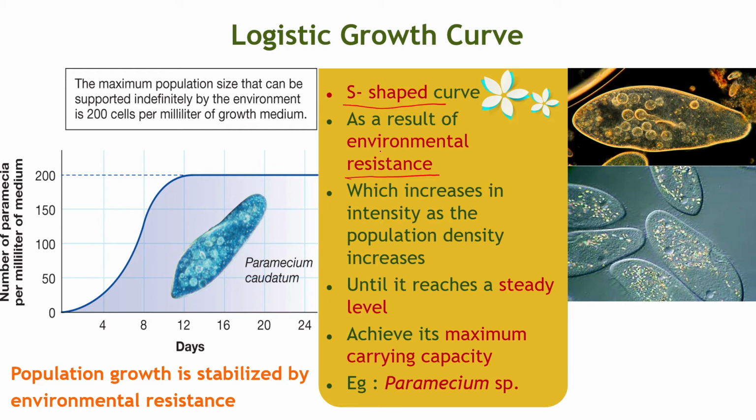But in logistic growth curve, since there is the presence of environmental resistance, the population size will be stabilized. The environmental resistance increases in intensity as the population density increases, until it reaches a steady level, achieving its maximum carrying capacity. This means that the population size will grow continuously until it reaches a steady level. This is due to the presence of environmental resistance. Usually, it happens when the population has reached its maximum carrying capacity. For example, population of paramecium sp.